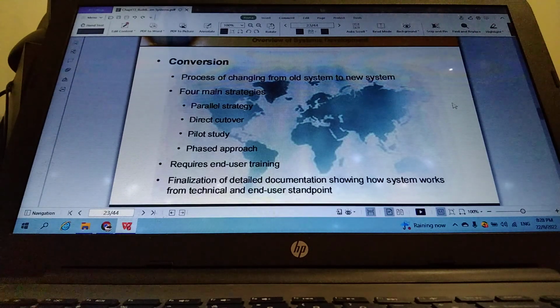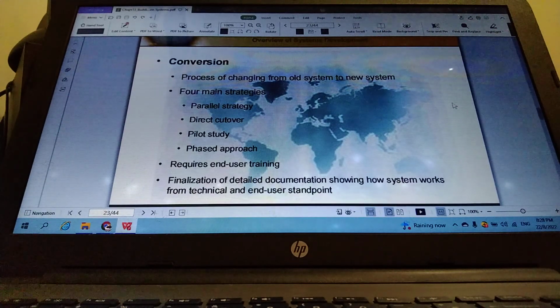All these strategies require end user training. Like I mentioned earlier, the training needs to be at the right time, for the right people, with the right skill, so that we don't have any glitch or delay in making sure the conversion takes place. Finalization of detailed documentation, which is very critical.